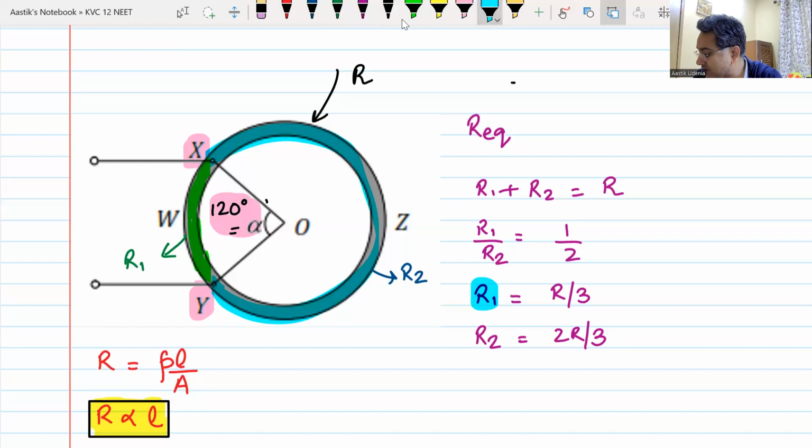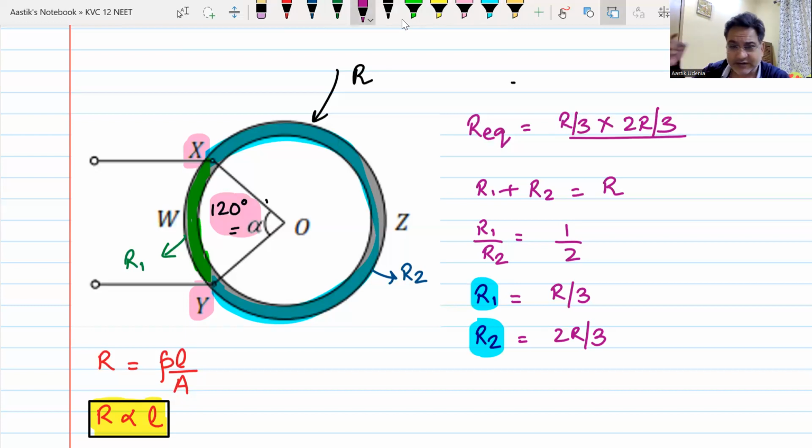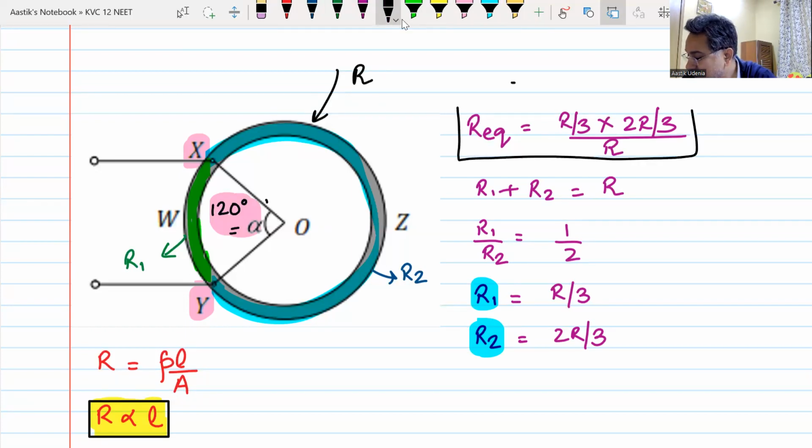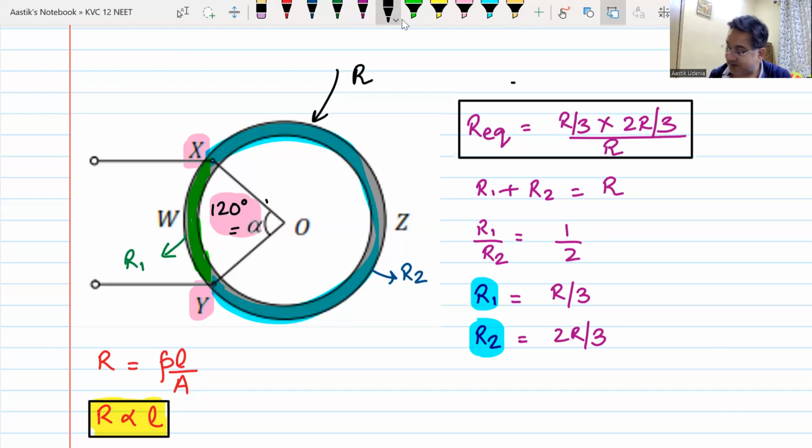Now, these two resistances, R1 and R2, are connected in parallel. So, the equivalent resistance becomes R by 3 multiplied by 2R by 3 divided by R by 3 plus 2R by 3. R by 3 plus 2R by 3 will be equal to R, and that will be the answer for this question. Do we understand this, what I have done here?